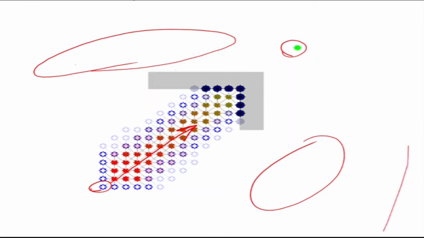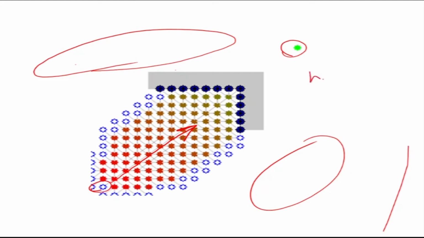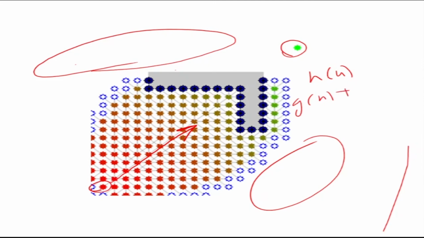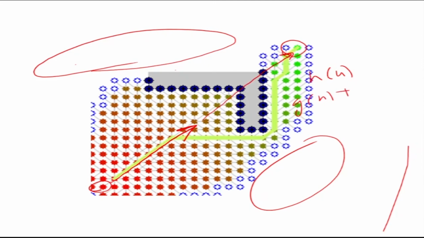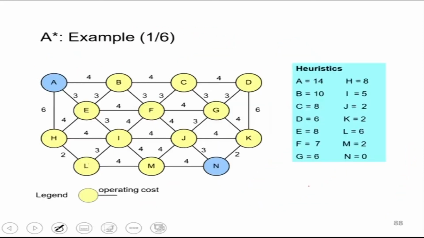It starts off simply by going in the direction of the goal. Why? Because it knows the heuristic Hn is in that direction, and Gn plus Hn, where Hn is a straight line towards the goal. That is why it goes towards the goal first. Then it hits the obstacle, finds the bypass, and goes off this way. It did not search anywhere there, so this is much faster. This is another example of the A star algorithm.